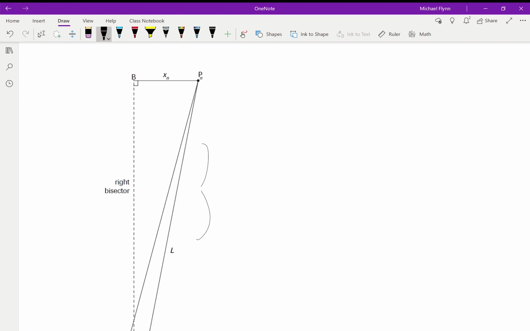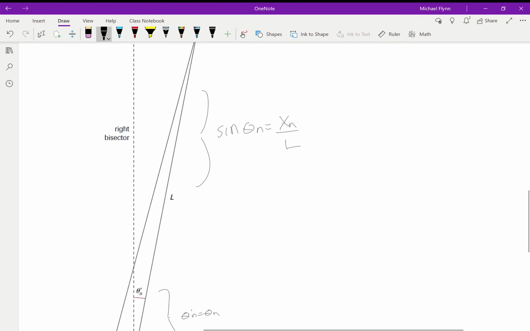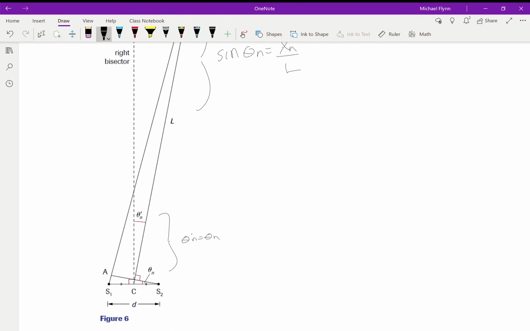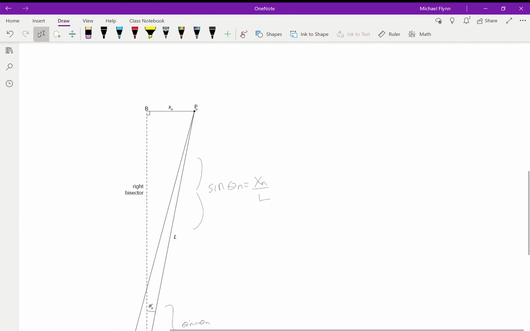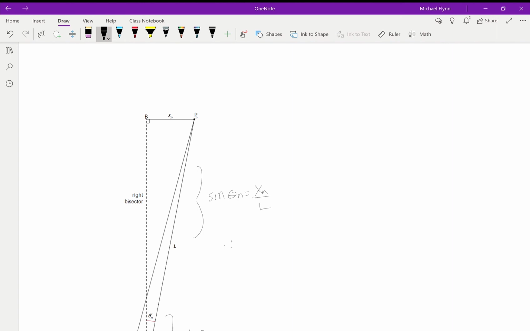So in this triangle, the sine of theta n would equal xn over L, where L is this distance from the right bisector, the midpoint of the right bisector right here, out to our node, the point on the nodal line. So what we're going to say then, combining the two equations that we just did, is xn over L equals n minus 1/2 times lambda over d.